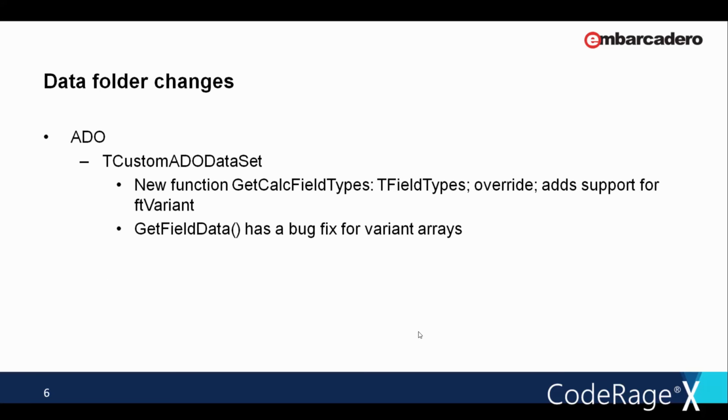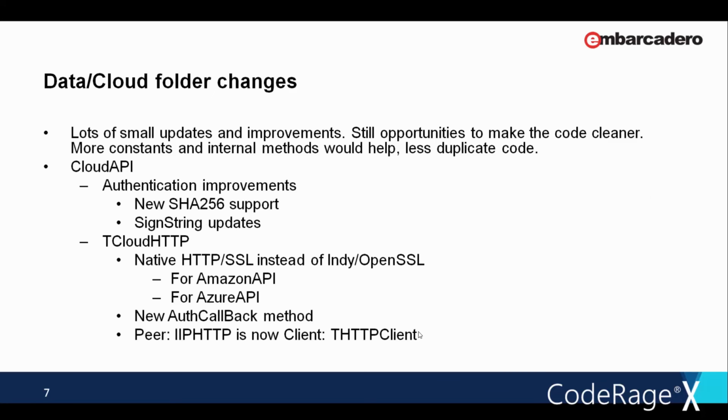It was primarily a T-custom ADO dataset, so it applies to any descendant. There's a new function that's actually introduced in T dataset called get calc field types, and in ADO dataset it adds support for FT variant as one of the calculated field types that it supports. And the get field data function has a bug fix for variant arrays, so it has better support for variant arrays for ADO. So even if you didn't expect improvements for ADO, there is one there.